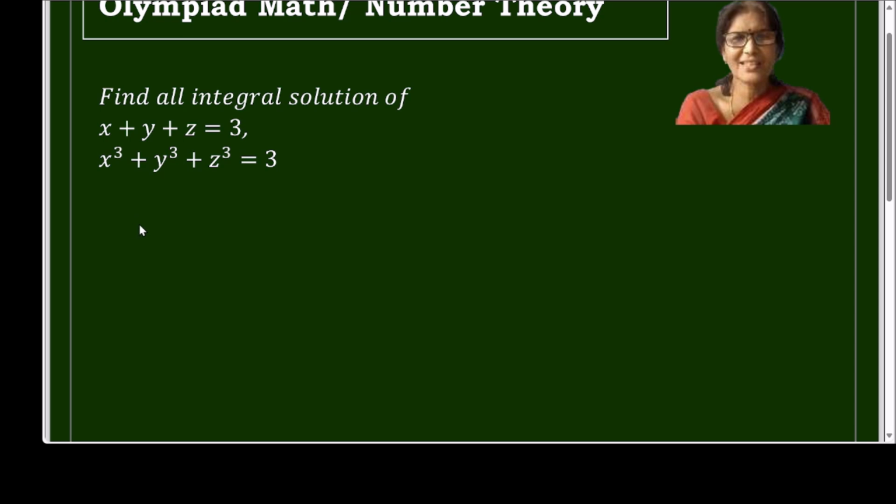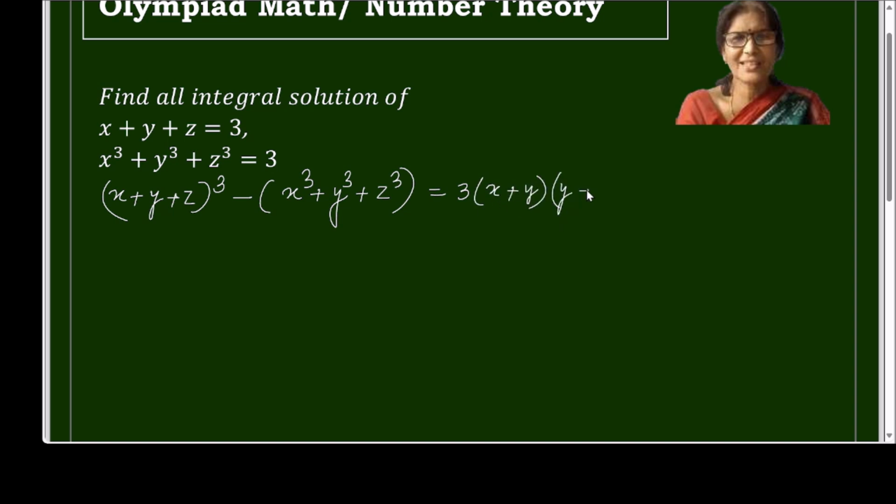First I am writing a very shortcut formula to solve this type of question, that is (x plus y plus z) whole cube minus (x cube plus y cube plus z cube) equals 3 times (x plus y) into (y plus z) into (z plus x). I am not proving this formula; you can take help of another video to prove it. But for this particular question, we can use this formula.